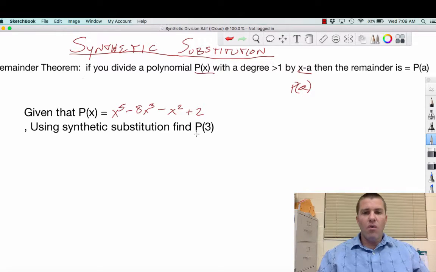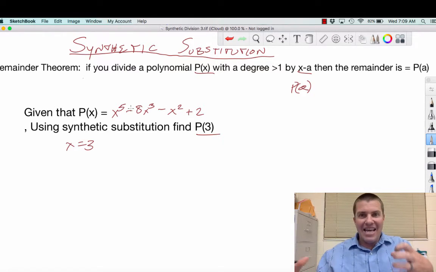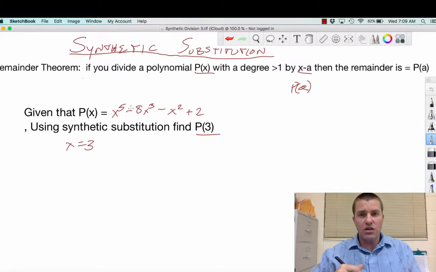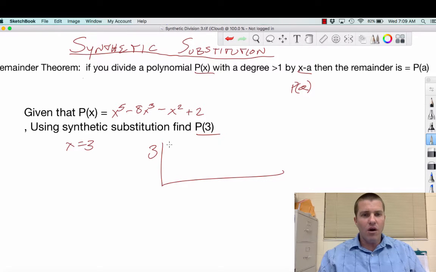So when I'm trying for this first example, I have this polynomial and I'm using synthetic substitution to find p of 3. Well, that means that x is equal to 3. So I'm not going to do the opposite of that because that is the x value. That's the one difference with this problem and synthetic division, is that they give me the x value to use in that left side. So then I have my coefficients, and pay attention to your missing terms.